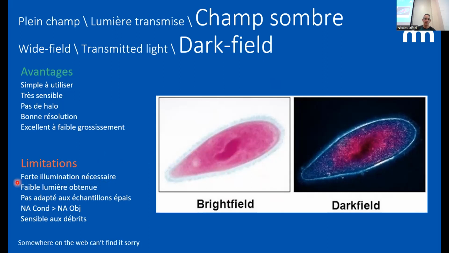As for limitations, you need a very strong light because you lose most of it. If you want something to go to your camera, you need to put a lot of light, and very little light is received. So most of the time, you also need a sensitive camera. It doesn't work very well with thick samples. And it's better to use a condenser that has a high NA, higher than the objective. You see, NA is back again. If you do that, then you're going to have good results. And it's very sensitive to dust and floating debris in your sample.